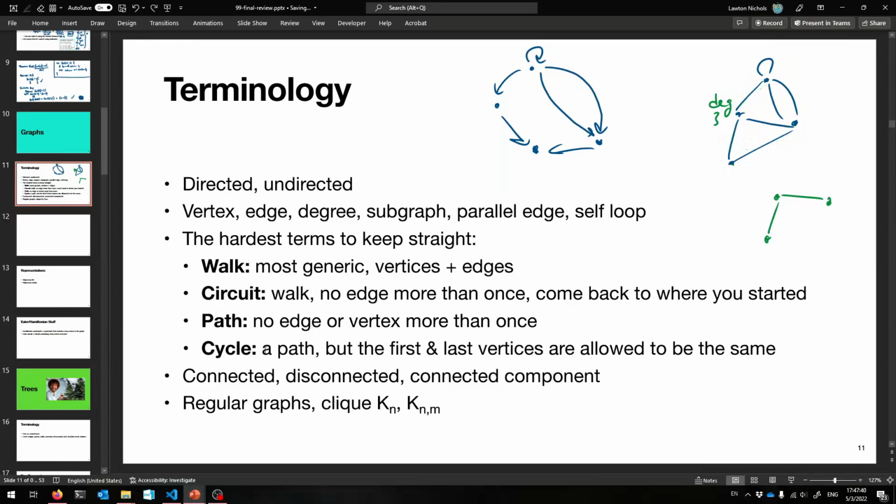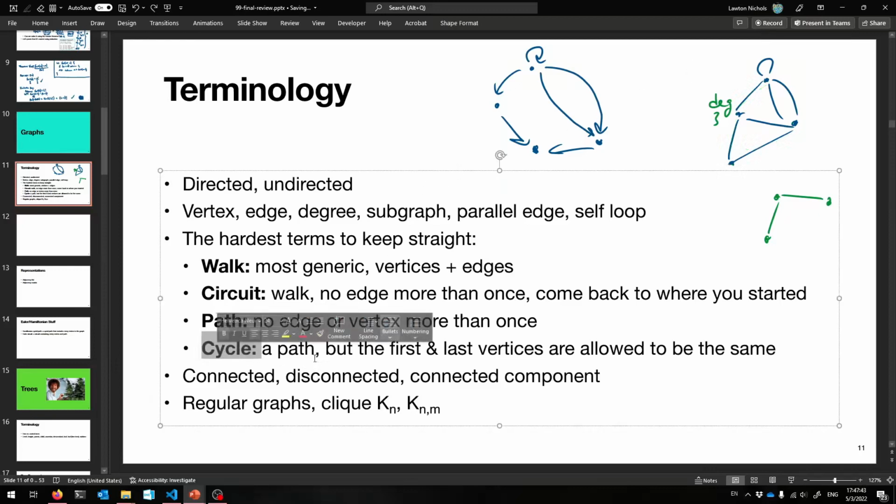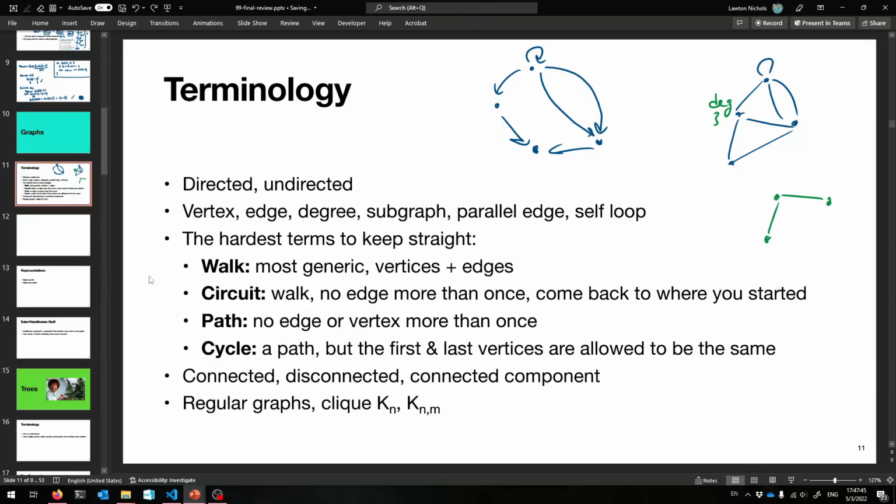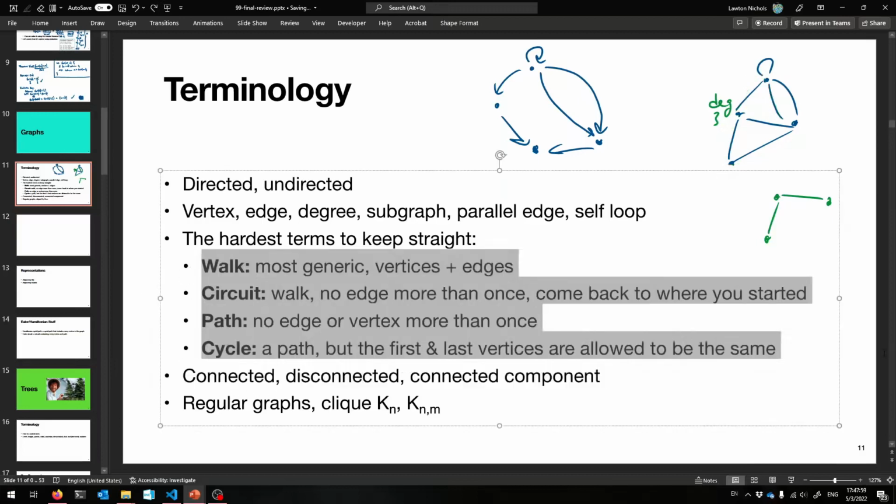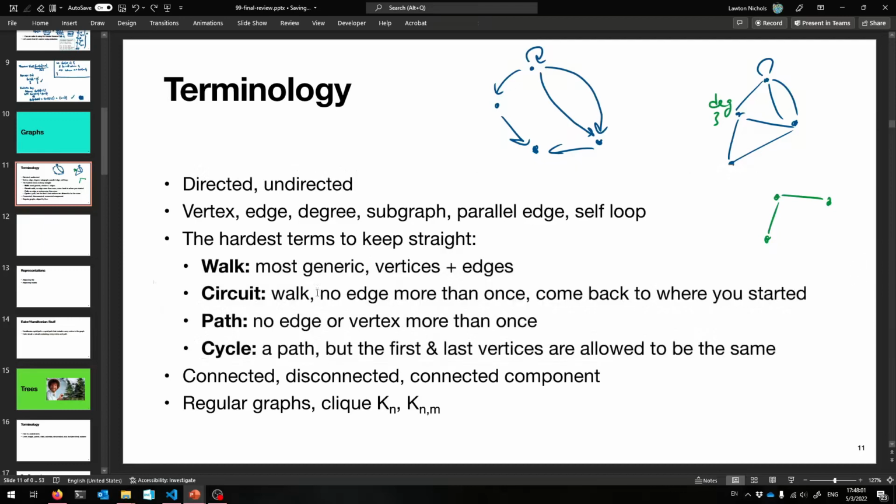And then finally a cycle is a path up until the last thing. It's a path but the first and last vertices, we let them be the same. We're nice like that. So here's a cycle. It's a path up until here, but we want to close it off. Yeah? That's a cycle. So try and keep those straight. Look at the examples in your book, but that's the quick 2-minute explanation of all of those.